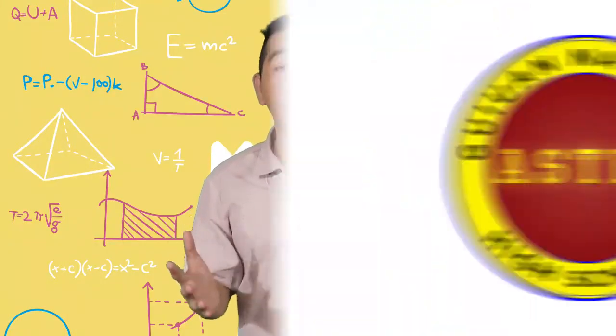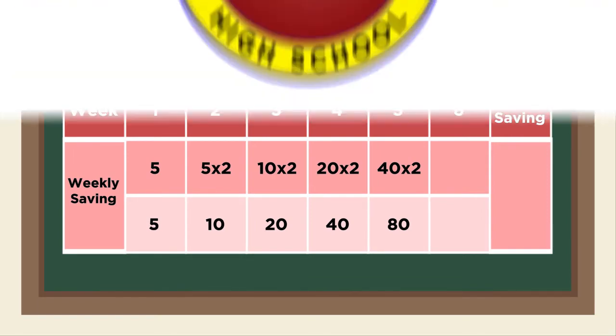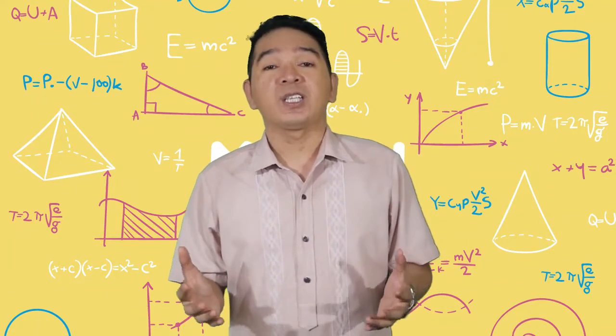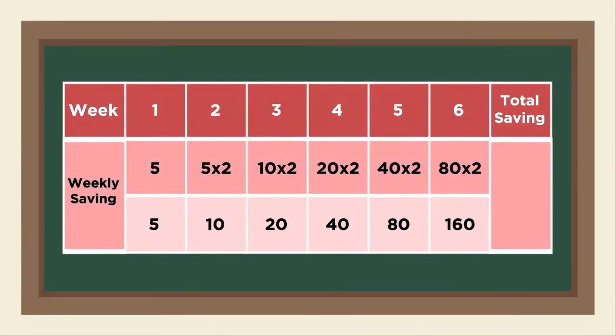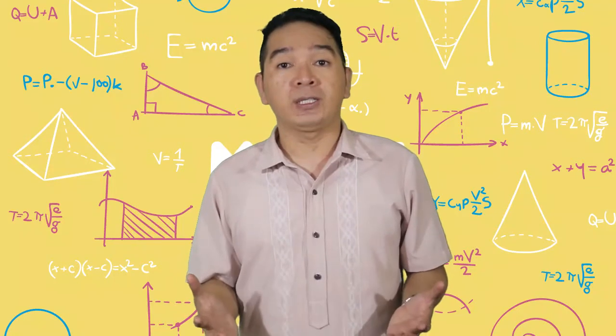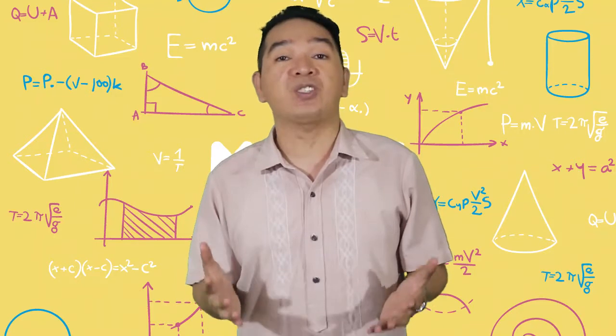How about in the 5th week? Yes, 40 times 2 will give you 80 pesos for the 5th week. How about on the 6th week? How much will you save? Try it to yourself. I give you 5 seconds. Well, on the 6th week, you will save 160 pesos. That's right, 160 pesos. After 6 weeks, how much will you save all in all? Yes, that's right. You will have 315 pesos in 6 weeks.